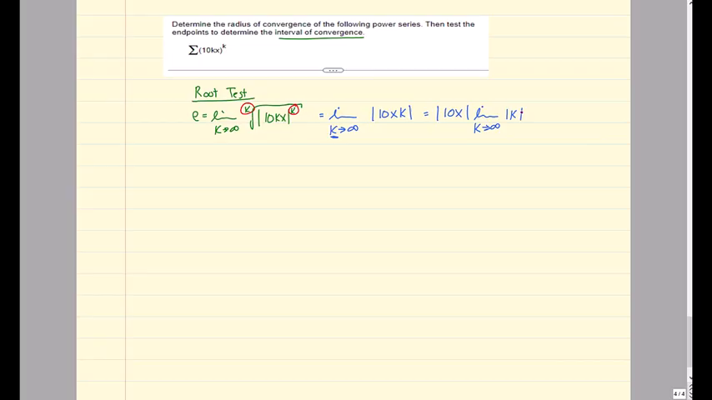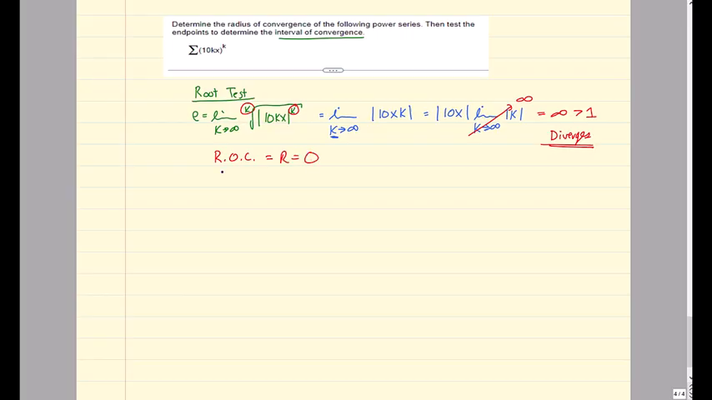Well, k is positive because it goes from 0 to infinity, but I can leave my absolute value there. This limit as k goes to infinity is infinity. So I have absolute value 10x times infinity, which is just equal to infinity. Infinity is greater than 1. I can't force infinity to be less than 1, so I can't force convergence here, so this diverges. Okay, so diverges. So the radius of convergence is equal to r is 0.